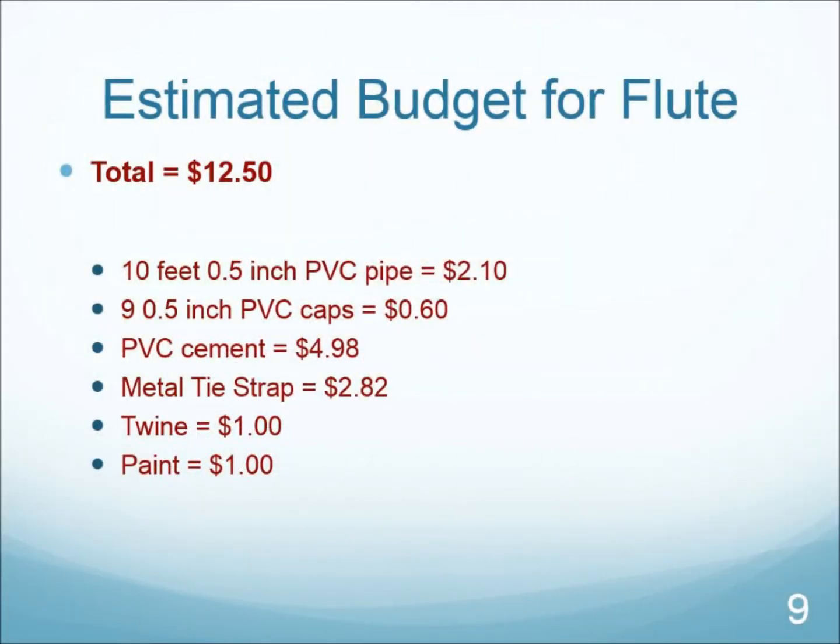Estimated budget for my flute is going to be roughly $12.50. That's going to include the pipe, PVC caps, PVC cement, metal tie strap, and twine. That'll just about do it, so I hope you enjoy it. Doug's up next with his guitar.